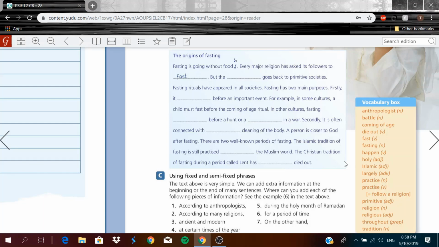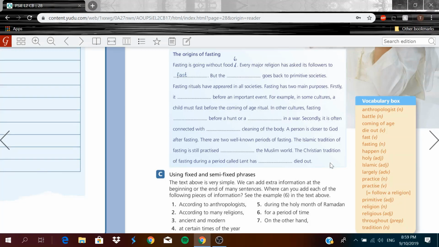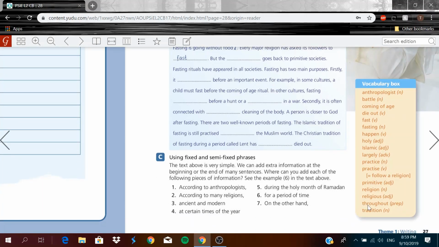A person is closer to God after fasting, okay? Now let's move on to the third paragraph. Here we have, there are two well-known periods of fasting. The Islamic tradition of fasting is still practiced. What do you guys think the word should be? We'll probably say throughout because it's spread across the Muslim world, right? So, the Christian tradition of fasting during a period called Lent has largely died out.